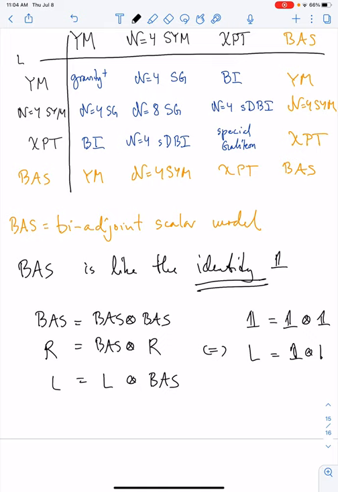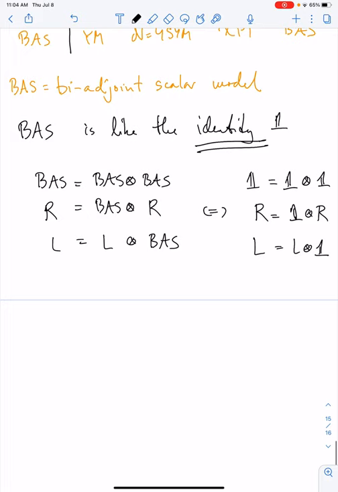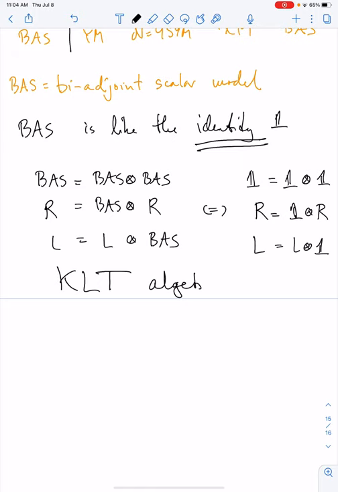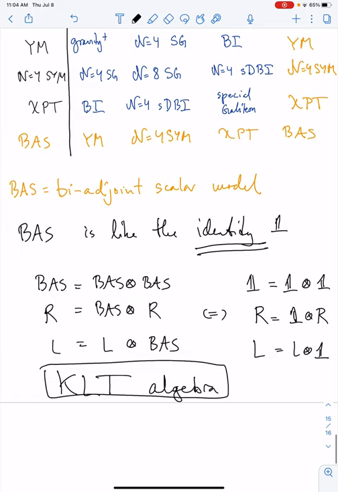I should have said right and right, and this is left times 1. Okay, and this structure is what we'll call the KLT algebra. There's a certain algebra that has an identity element, and this identity element is a key feature in what I'm going to talk more about here in the double copy.